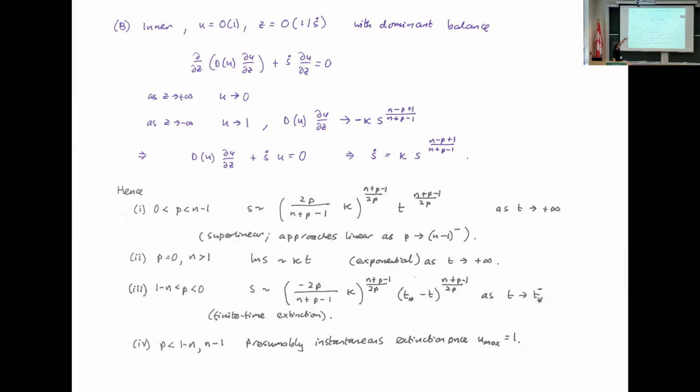So there's a range of P where you get superlinear growth as time goes to infinity. And for the record, the relevant power law is recorded there. And the transition back to the traveling waves is exactly where you lose the traveling waves. P is n minus 1. The borderline case P equals 0 is another one where you get exponential growth instead.